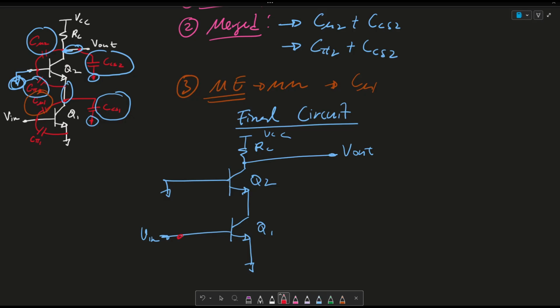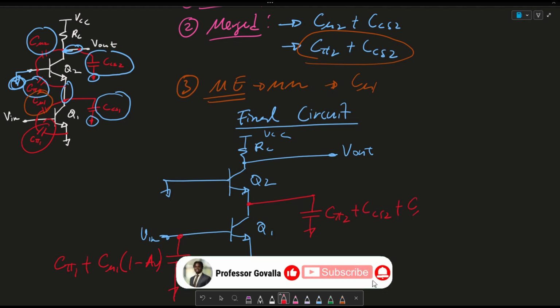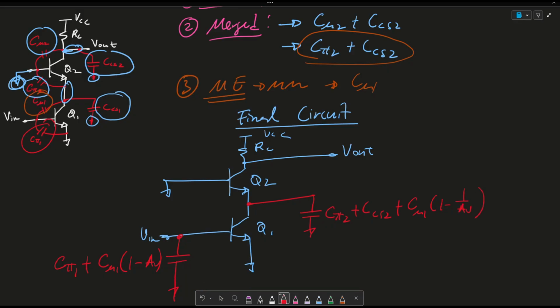We notice that on the left hand side here, we have a capacitor C pi 1 plus C mu 1 times (1 minus AV). Over here at this node, we have a capacitor C pi 2, so this combination of capacitors, C pi 2 plus CCS1 plus C mu 1 times (1 minus 1 over AV). And the last capacitor is located here, which is going to be C mu 2 plus CCS2, again, this combination of capacitors.